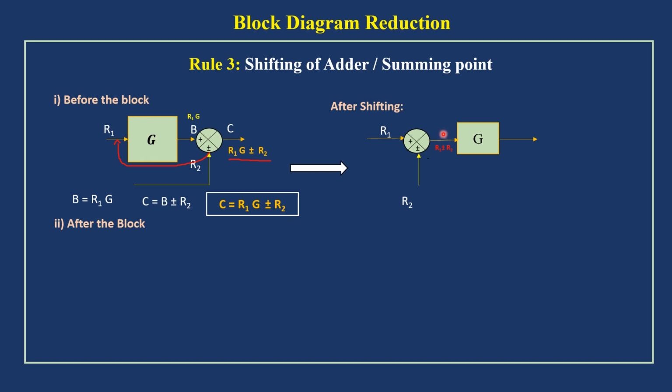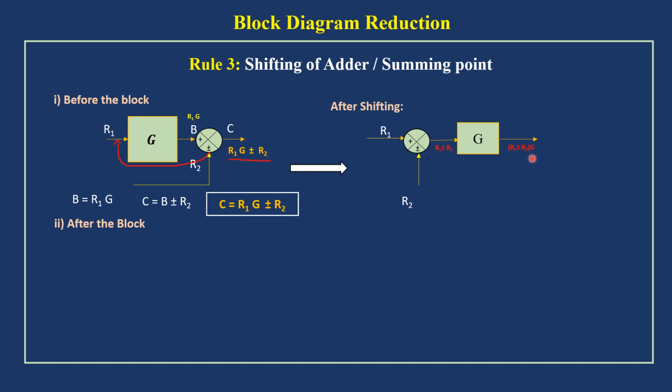Okay. So here if we find the output of the summing point, R1 is one input signal, R2 is another input signal. So R1 plus or minus R2. And then if we find the output of the block, this R1 plus or minus R2 is given as input signal, and G is the system gain. So it will be equal to R1 plus or minus R2, into G. See this output, R1 plus or minus R2 into G. See this output, R1G plus or minus R2.